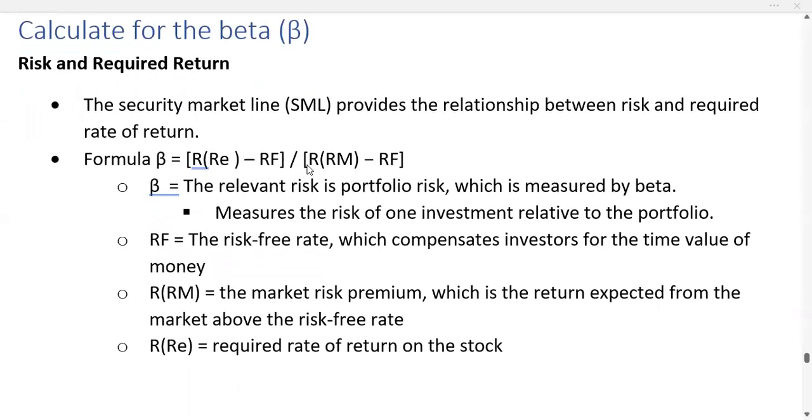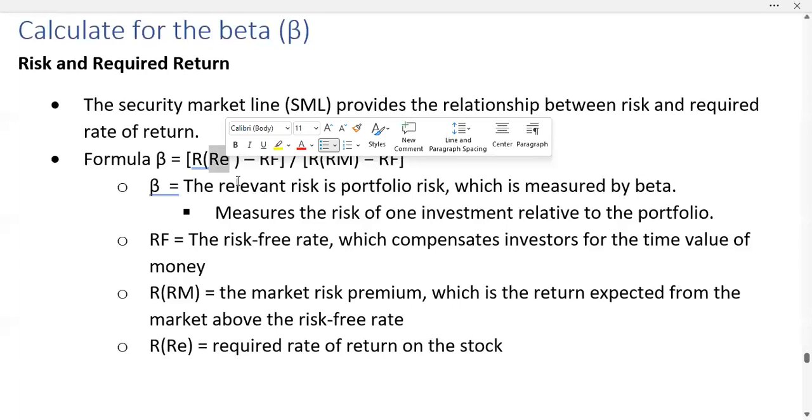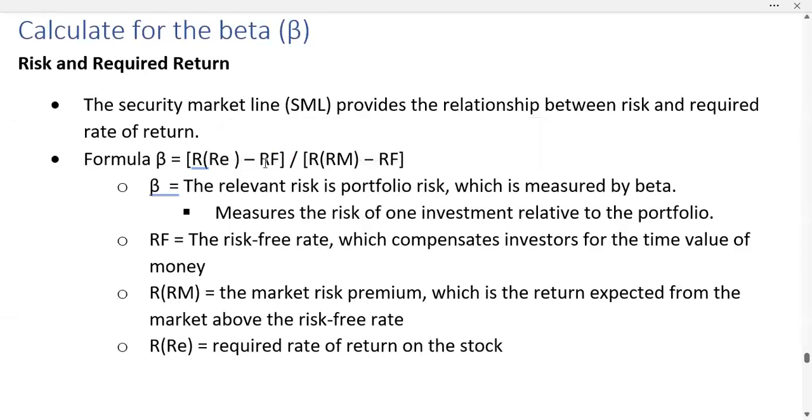So in this video, we will calculate for the beta. Remember that the security market line, or SML, provides a relationship between your risk and the required rate of return. And so for this, we will use the formula as you see here, where beta equals the difference between your required rate of return on the stock, or RRE, minus the risk-free rate, which is the value that compensates investors for the time value of their money.